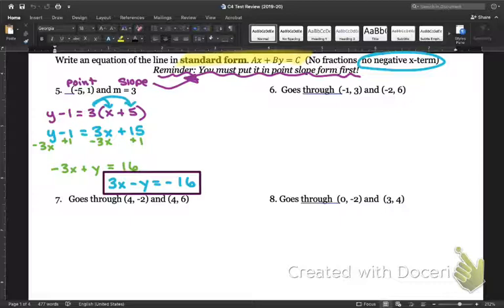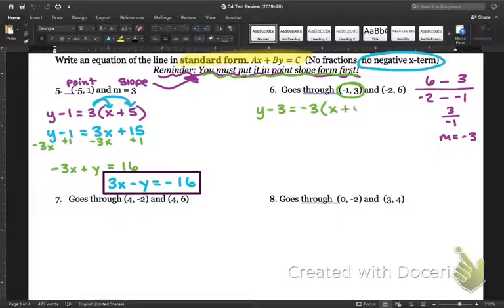All right, let's try number 6. So this one is going to be similar to number 5, although we have one extra step at the beginning, which is to find our slope first. So we ended up finding that it had a slope of -3. So let's plug it into point slope form first. Again, we can never put something directly into standard form. So I'm going to choose that first point. And there's my point slope form. And now we're going to follow the same steps as number 5.